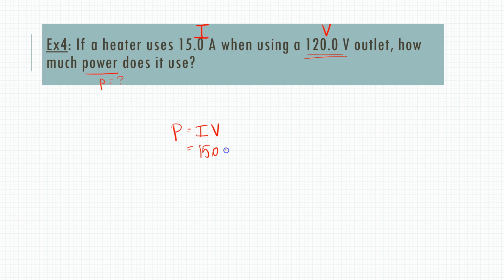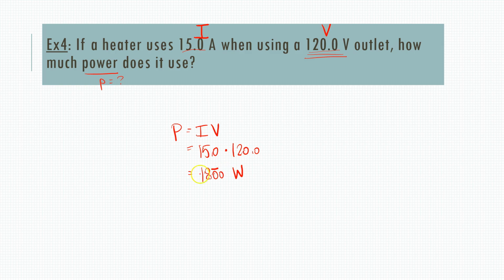That's what we're going to do. We have 15 times 120. So 15 times 120, we get 1,800 watts. Now let's look at significance. This has 2 sig figs and this has 3, so this is going to have 2 sig figs.